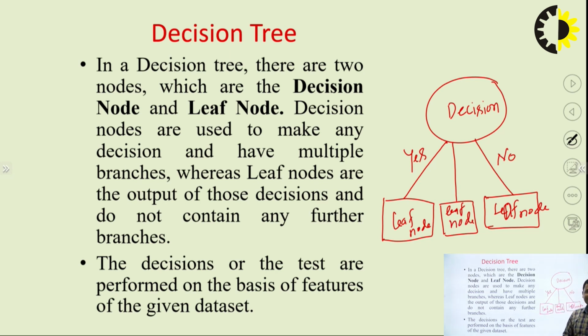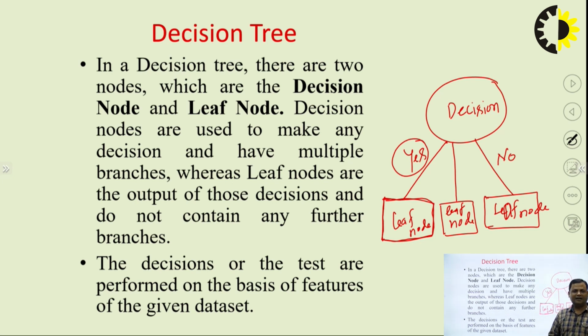If there are multiple options for the decision. Decision nodes are used to make any decision and have multiple branches, whereas leaf nodes are the output of the decision. Whatever the response is, if it is yes, we move to this particular leaf node. This leaf node is the output of this prediction, that is the yes response. Leaf nodes are the output of those decisions and do not contain any further branches, because we have moved to the destination point.